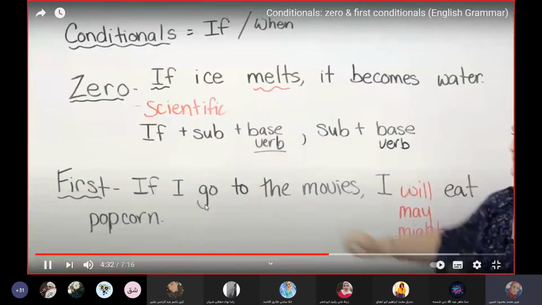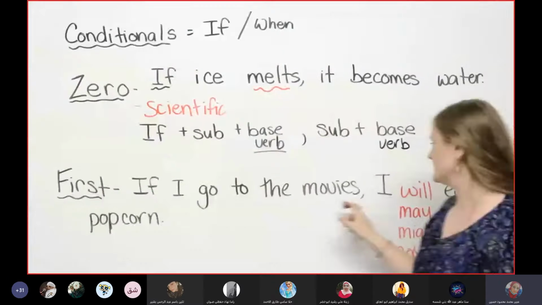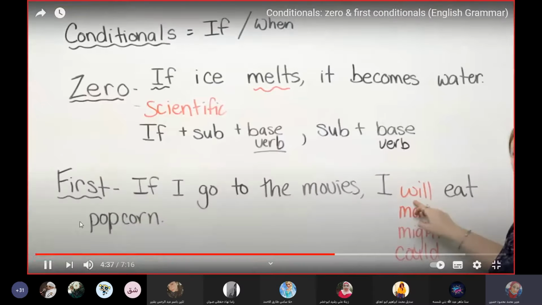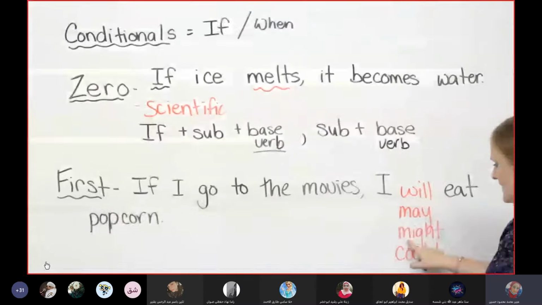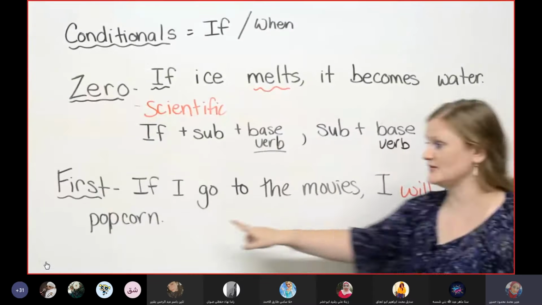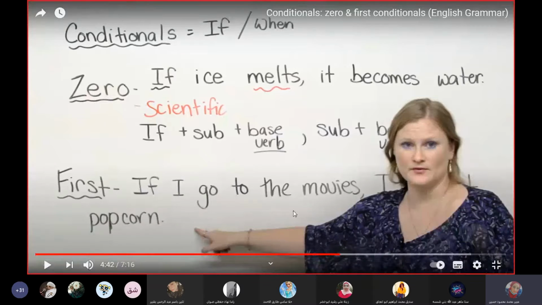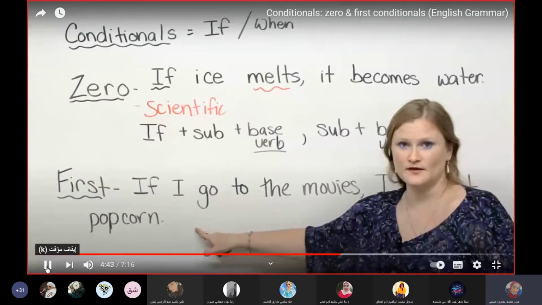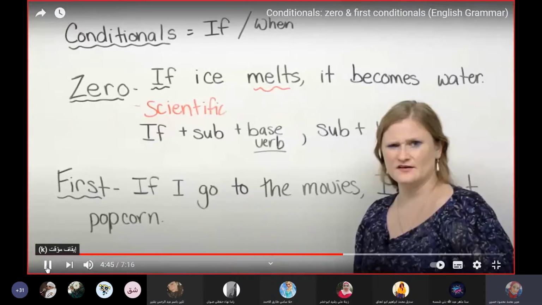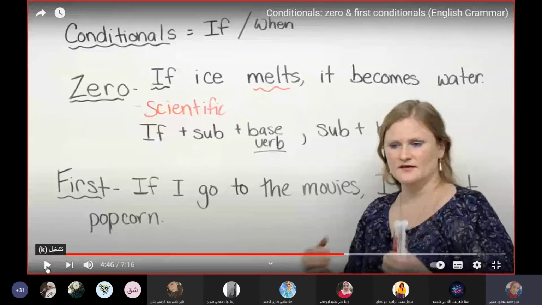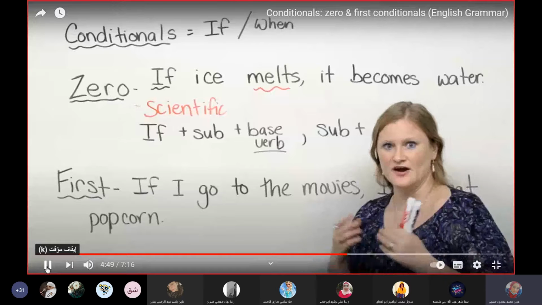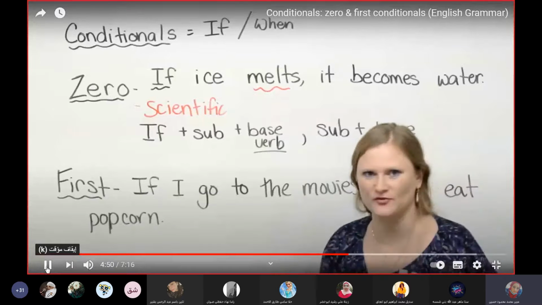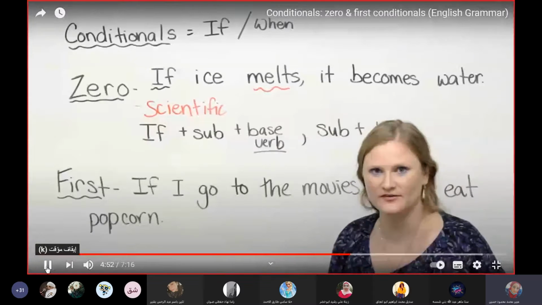Take a look at this sentence. If I go to the movies, I will, or you can use may, might or could, eat popcorn. Is this scientific? No, this is something that may happen or may not. If I go to the movies, this means that I have to, 100% of the time, eat popcorn.